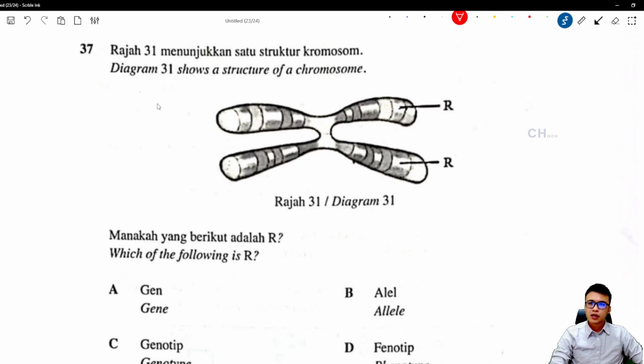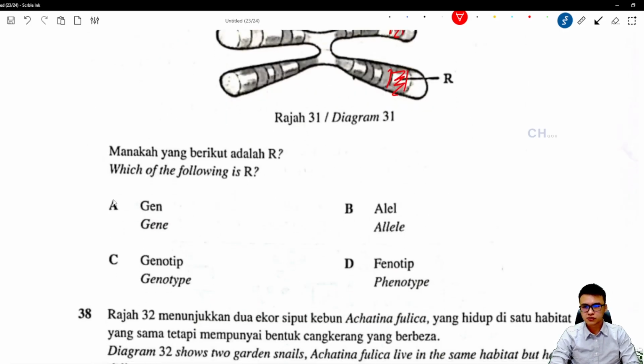Question 37. Diagram 31 shows the structure of chromosome. Which of the following is R? R belongs to the same locus. Same place. So R must be the gene.